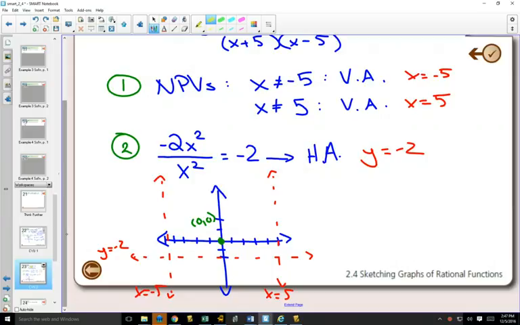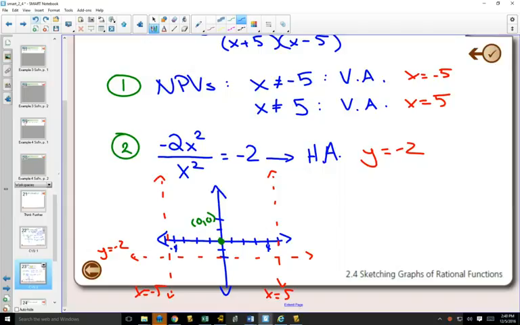In our middle section, if I want to find out what's happening when my graph gets close to my asymptotes, is it going to be going up towards the asymptotes or down? I can find that out by plugging in a point close to my asymptote. So I'm going to check what happens when I plug in 4 and -4.